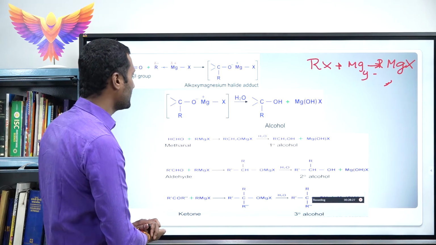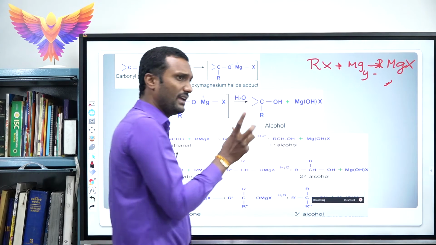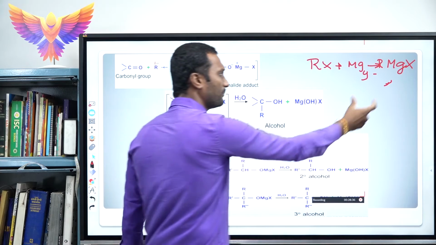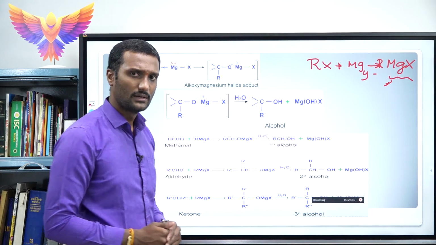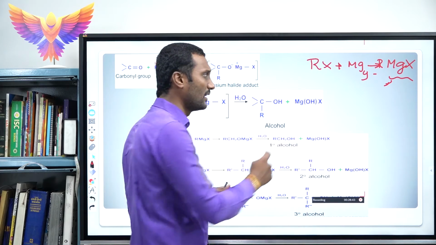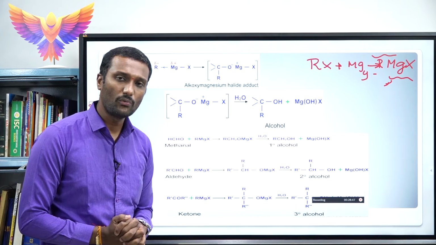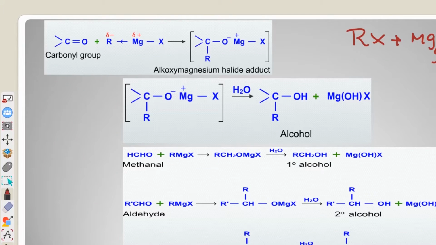So this Grignard reagent, you can observe the nature of the bond. We have both an ionic bond as well as a covalent bond, because the ionic bond is formed between the magnesium and halogen. It is a salt. That is the ionic bond, and between R and Mg we get a covalent bond, alkyl and magnesium. So because of this it has a partial negative charge and a partial positive charge. This is the nature of the Grignard reagent.